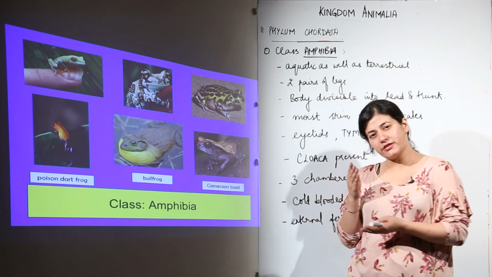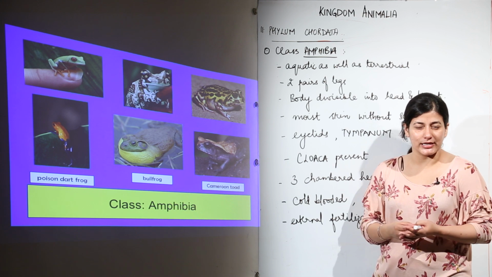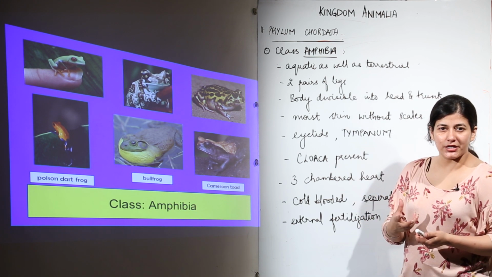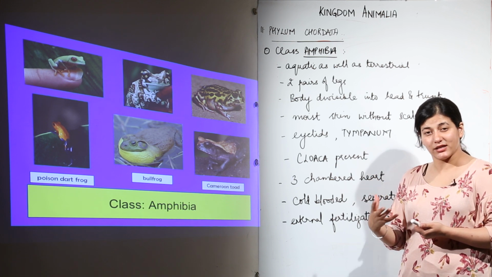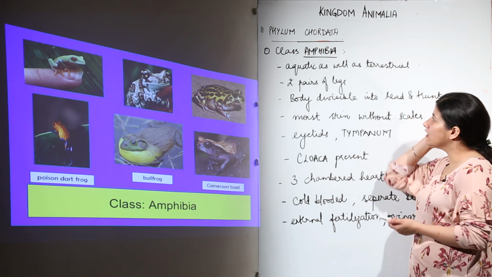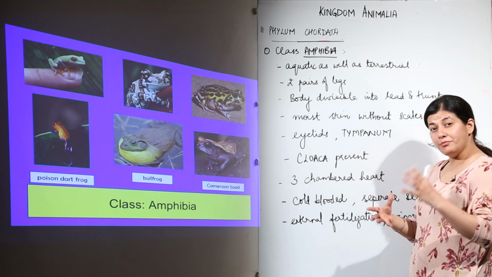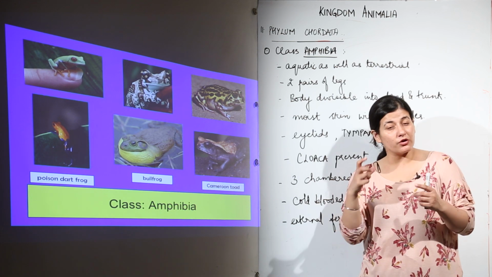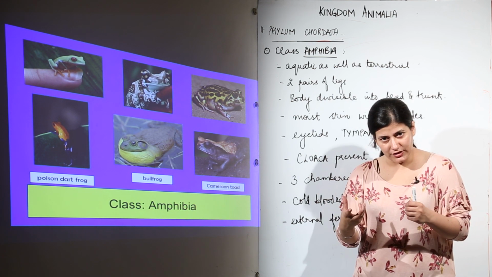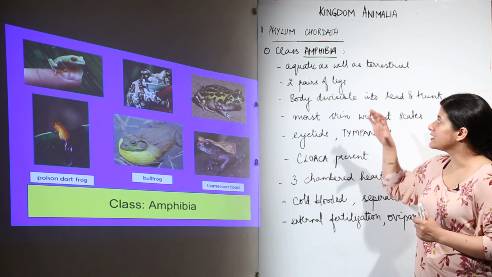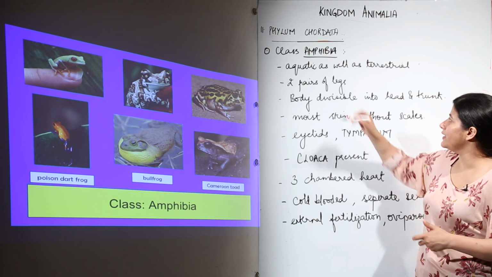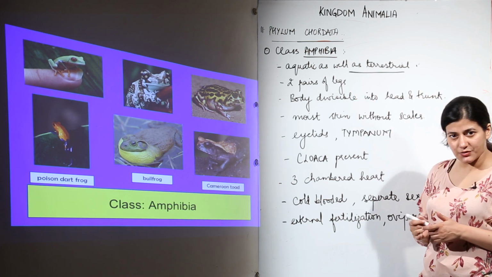Now, they have one specialized feature, you can say, that they can survive in terrestrial areas, but for fertilization purpose they have to come to water. That is why they are called amphibians, and we have come across this term amphibians in the plant kingdom as well, because those plants also needed water for fertilization, otherwise they could survive in the dry conditions as well. Now, this class Amphibia is aquatic as well as terrestrial. That is the first thing that we have.